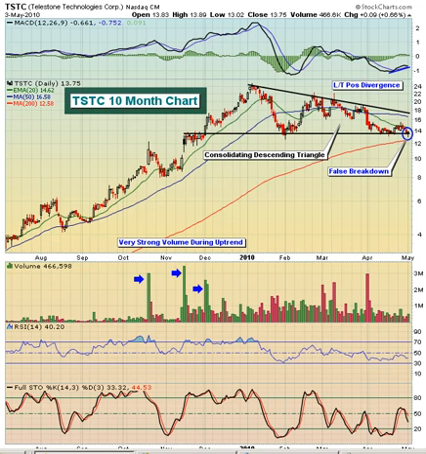Today we are featuring Telestone Technologies, ticker symbol TSTC. This is a $145 million technology company.